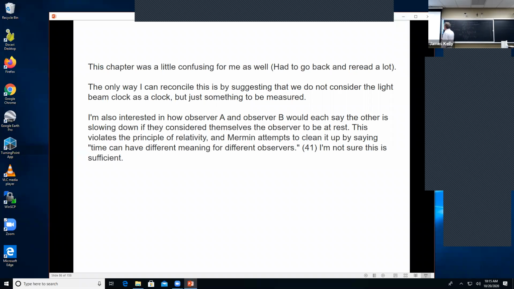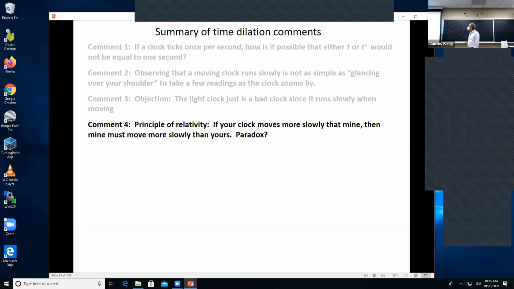But this person is saying that's completely confusing, and Mermin somewhat unsatisfyingly says, time can have different meanings for different observers, and this person is saying, I'm not sure this is sufficient. No, it's not sufficient. We're still in the middle of this confusion. We're only beginning to sort it out. We're going to address this right now, although Mermin doesn't address this issue. You really don't get to the point of it until chapter 7. But I'm just going to give you a little preview now in order to not make it seem so confusing right now.